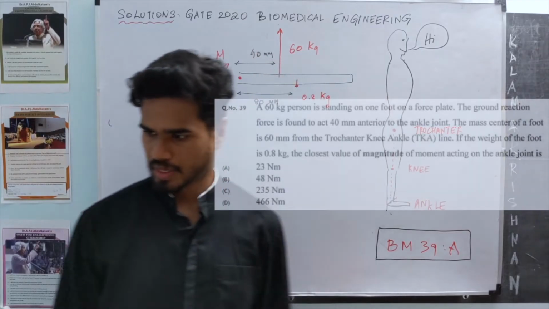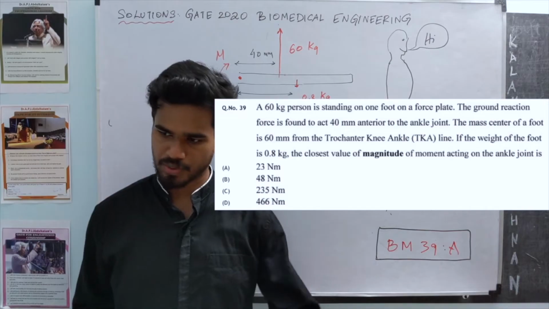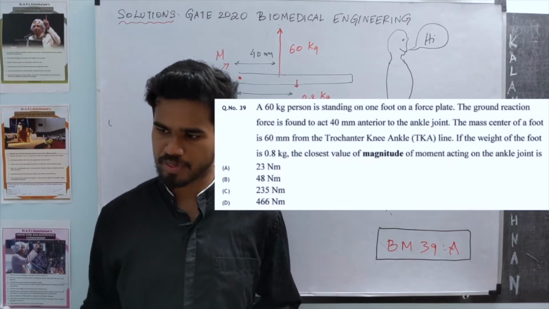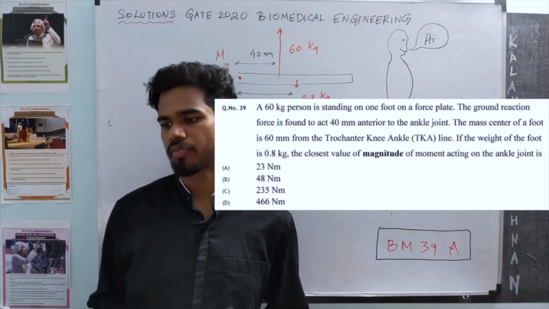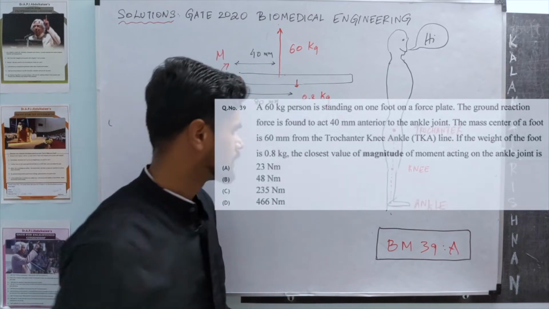39th question. A 60 kg person is standing on one foot on a force plate. The ground reaction force is found to act 40 mm anterior to the ankle joint. The mass center of the foot is 60 mm from the trochanter knee ankle line. The weight of the foot is 0.8 kg. The closest value of magnitude of moment acting on the ankle joint is.